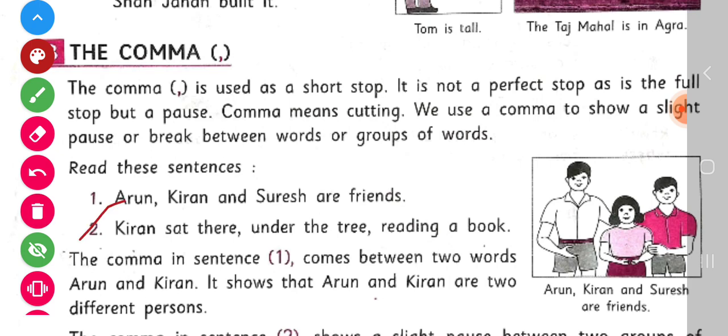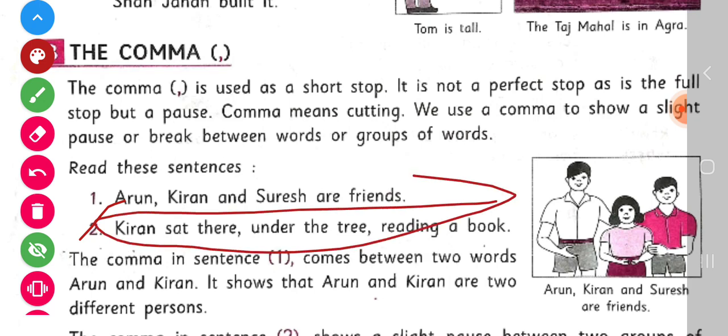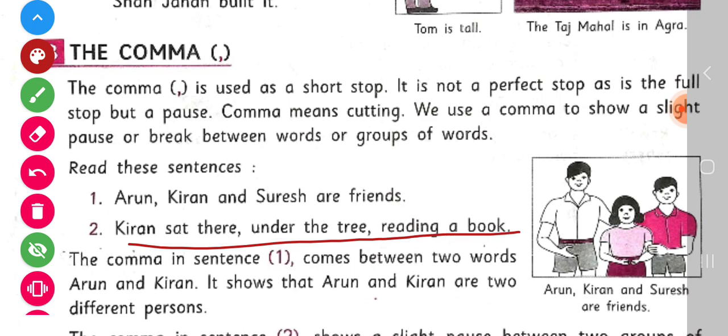Okay. And the next sentence is Kiran sat there, under the tree, reading a book. Children, this whole is a sentence. But we can see here that there is a comma here and here. There are two commas used in this sentence because there is a pause after Kiran sat there and under the tree. After the tree there is a small pause. That's why we are using commas here.